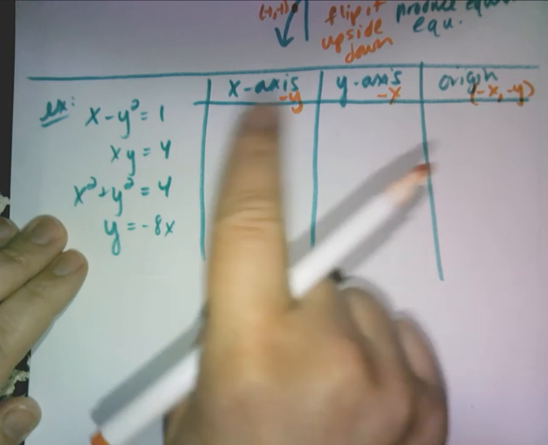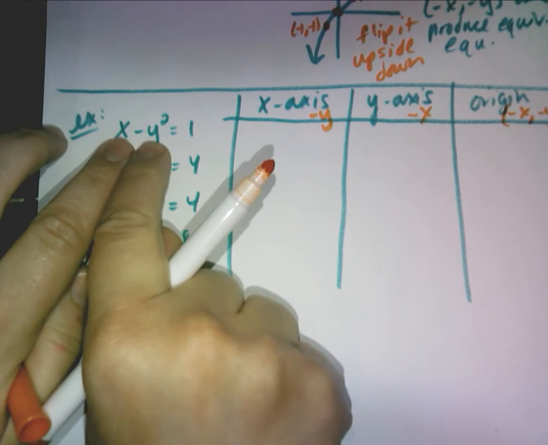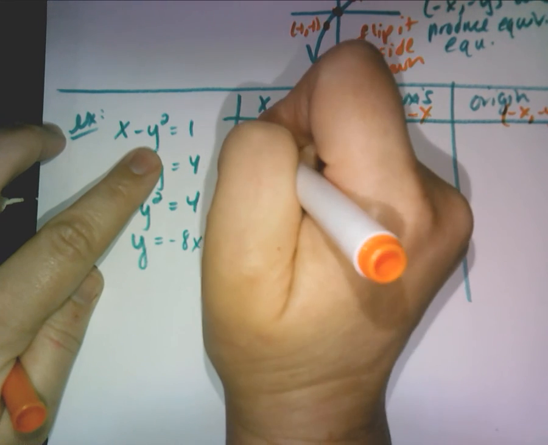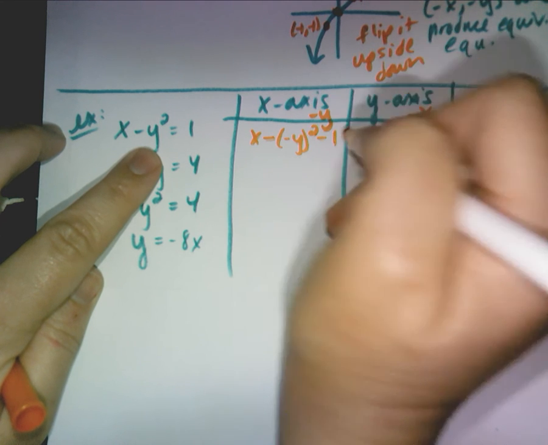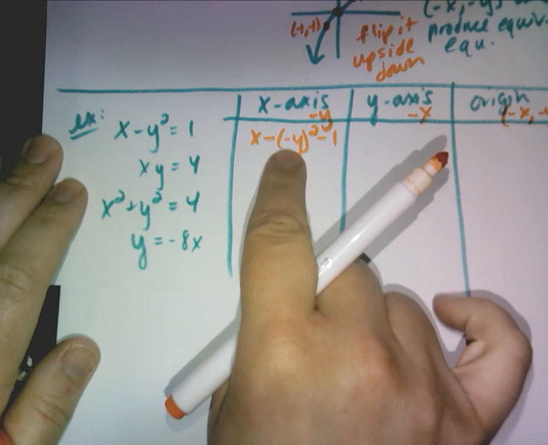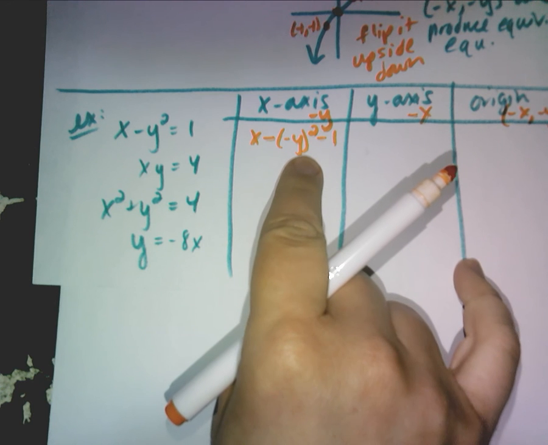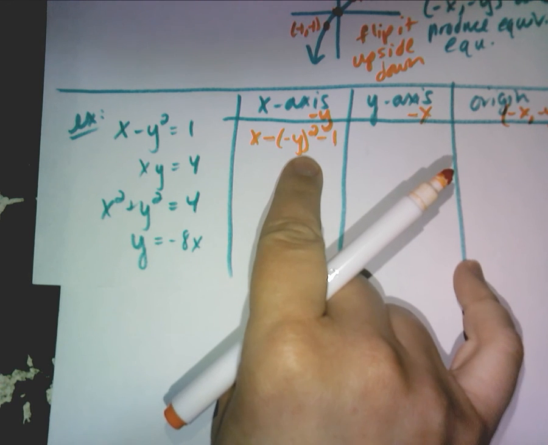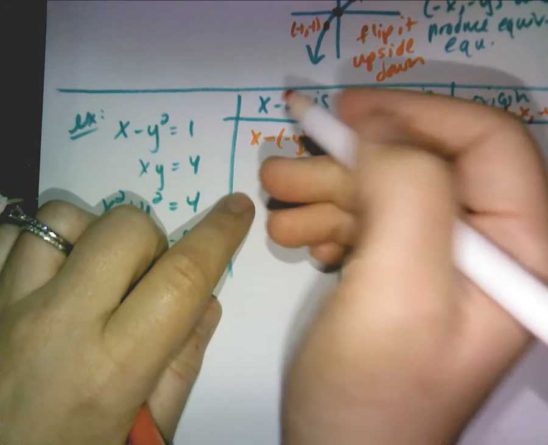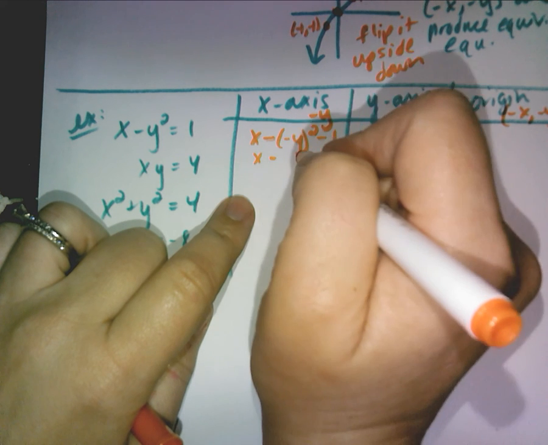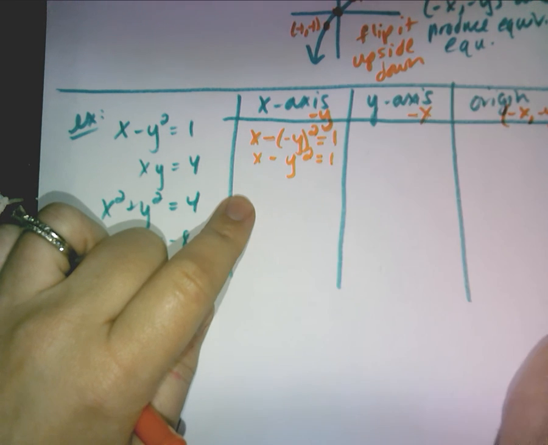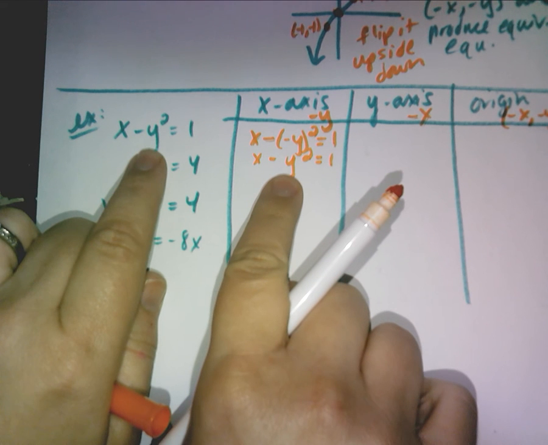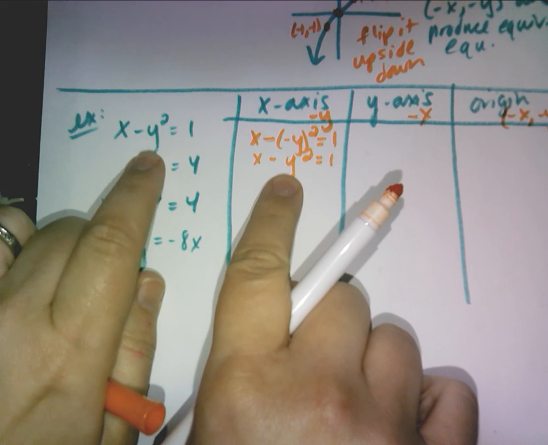All right, so I'm going to take the y, I'm going to put a negative y there. So x minus negative y squared equals 1. What happens when you square a negative? Doesn't it become positive? So wouldn't I just be able to rewrite this equation as x minus y squared equals 1? Isn't that the same thing? So guess what kind of symmetry this has?